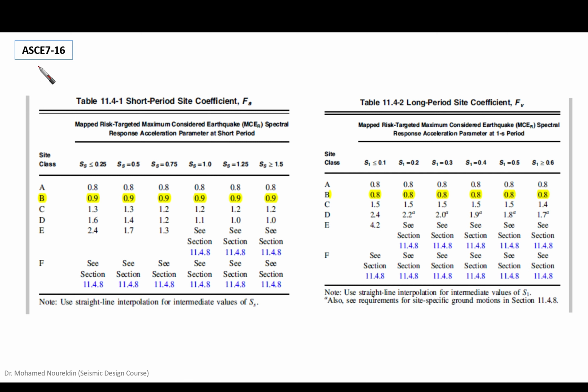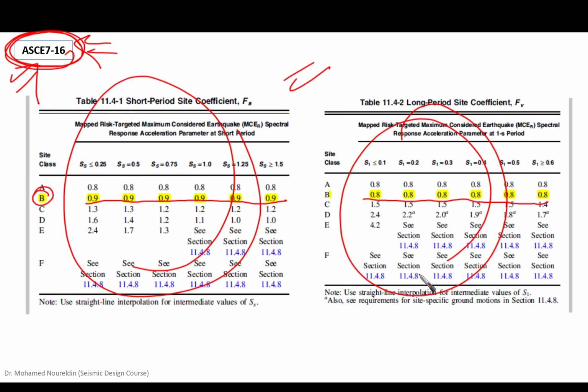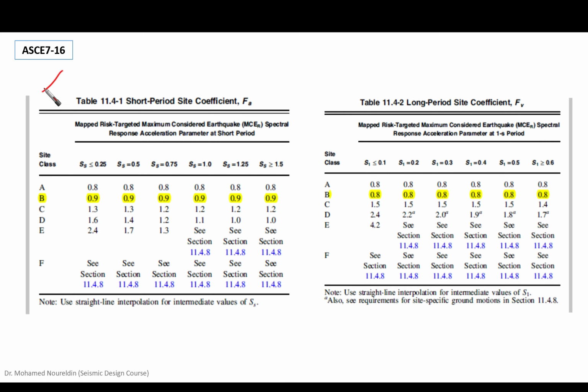This is ASCE 16. This is the latest one, and you're going to find that at B, actually, the factor is not 1 anymore. There have been some modifications, so take care which version you are going to use. We recommend using the latest version always. But in general, the whole table is going to be the same. They are going to be similar to the previous one, and ASCE 10 and 16 are almost similar.